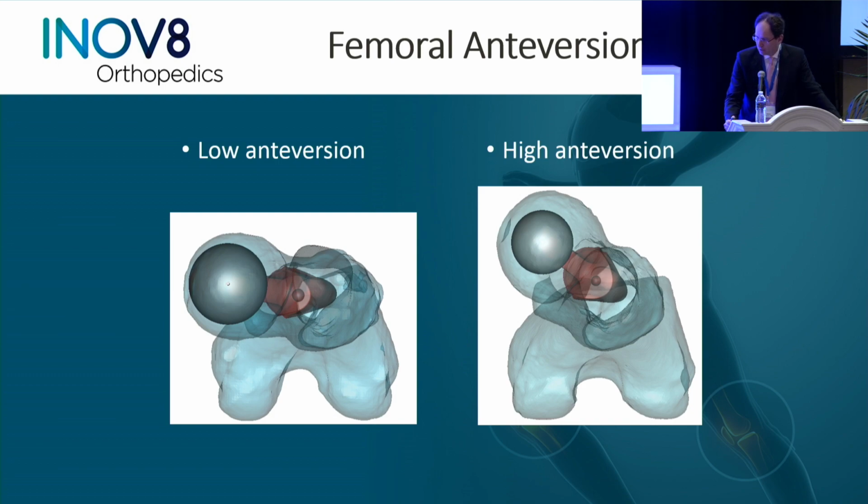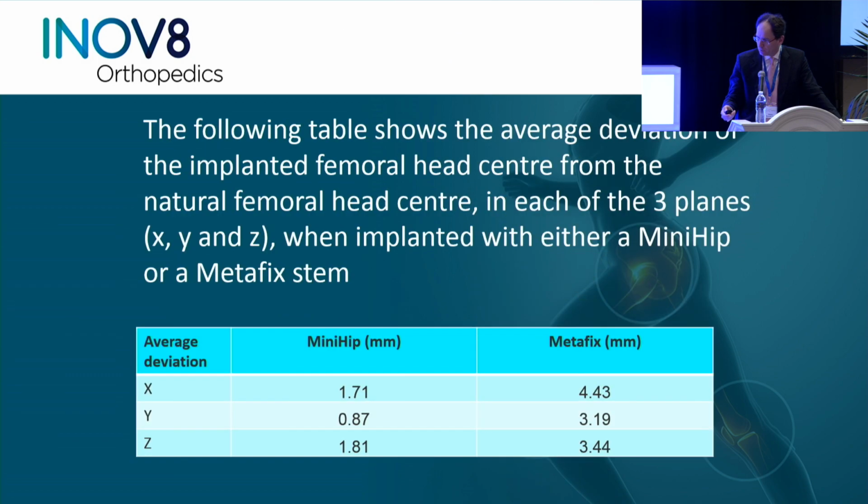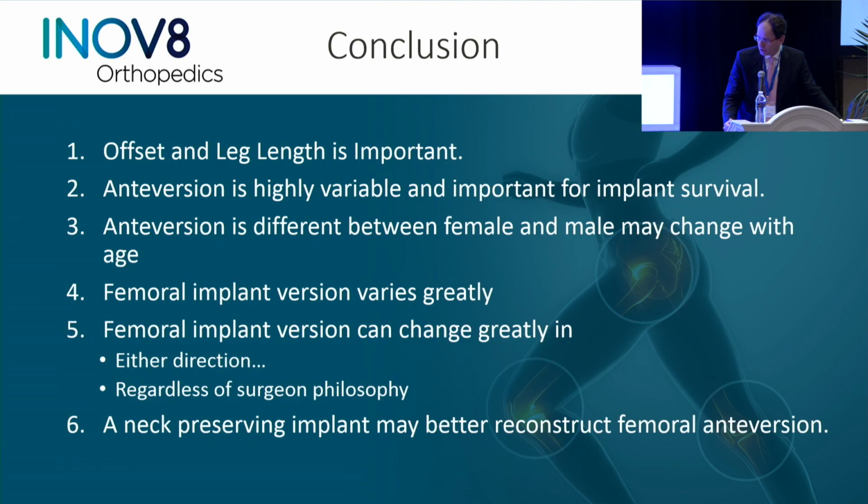And we actually did a virtual, so this would be a low anteversion, this would be a high anteversion, and we actually did a virtual implantation study, which was quite interesting, with a neck-preserving implant. And you can see that when we looked at X, Y, and Z, which is offset, leg length and anteversion, the numbers were much smaller than if we used a conventional implant, where the variability was much larger. So in conclusion, offset and leg length is important.